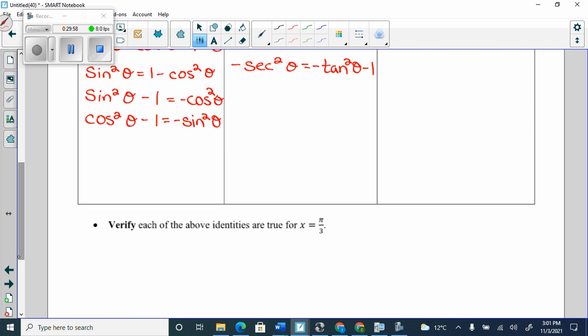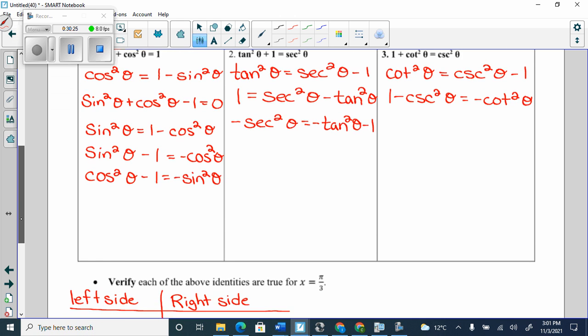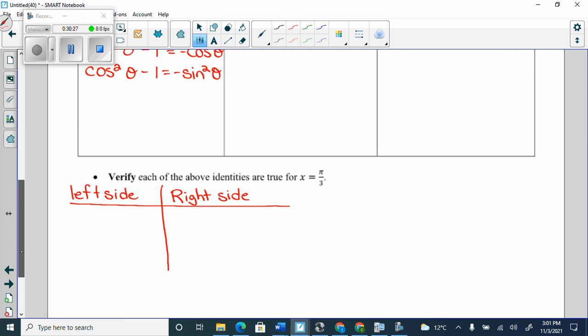Okay, we're going to verify that each identity above is true. So to verify it, we can go left side, right side. You can go LS, RS. I'm being lazy. So I have sine squared plus cos squared equals 1, correct? Now that's my first step for verifying.